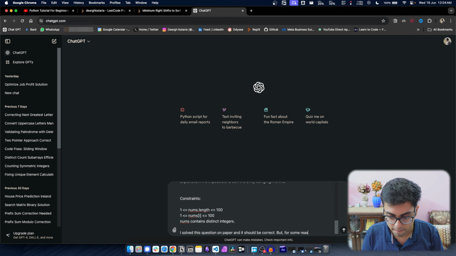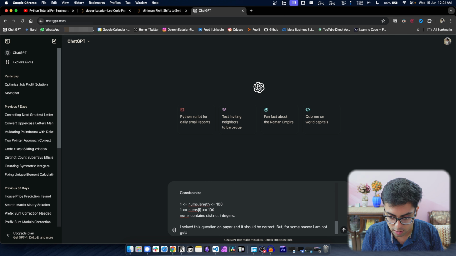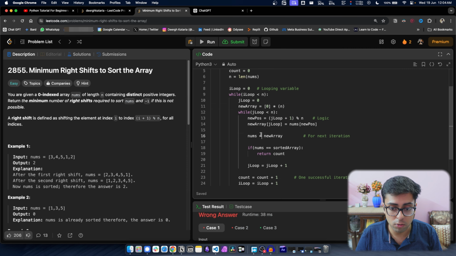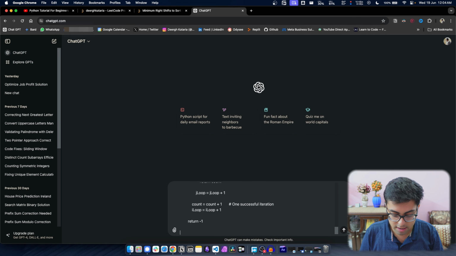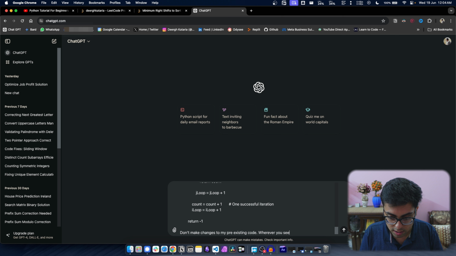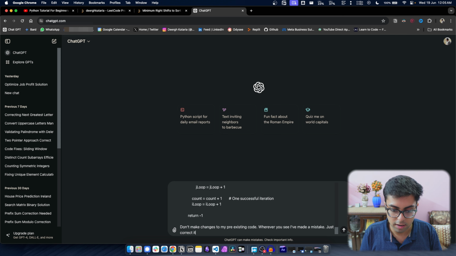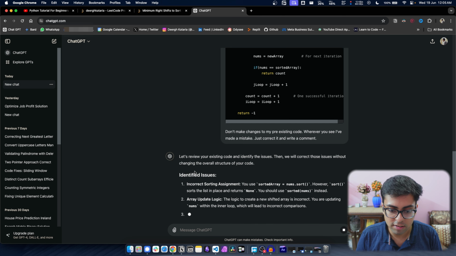I am not getting the desired results. Then copy paste your code, paste it, and then tell, this is very important, the next step, don't make changes to my pre-existing code wherever you see I have made a mistake. Just correct it and write a comment, and then you're good to go. Just hit enter. Now it's gonna solve this question essentially by itself.